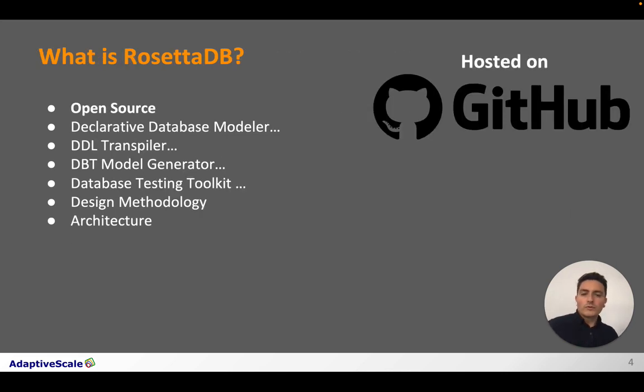So therefore, today we present RosettaDB, which is an open source declarative database modeler and acts as a DDL transpiler, capable of translating the schema from one database to another and migrating it. RosettaDB also acts as a DBT modeler. Data engineers can use RosettaDB as a database testing toolkit to test the quality of their data on various databases. And RosettaDB fits great with CI/CD-like solutions in order to have automations in managing your databases, migrating schemas, or migrating from one database to another.